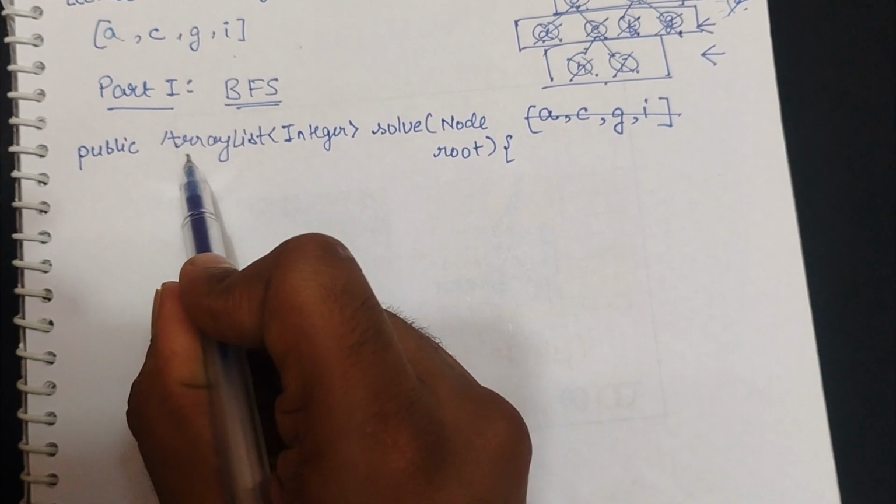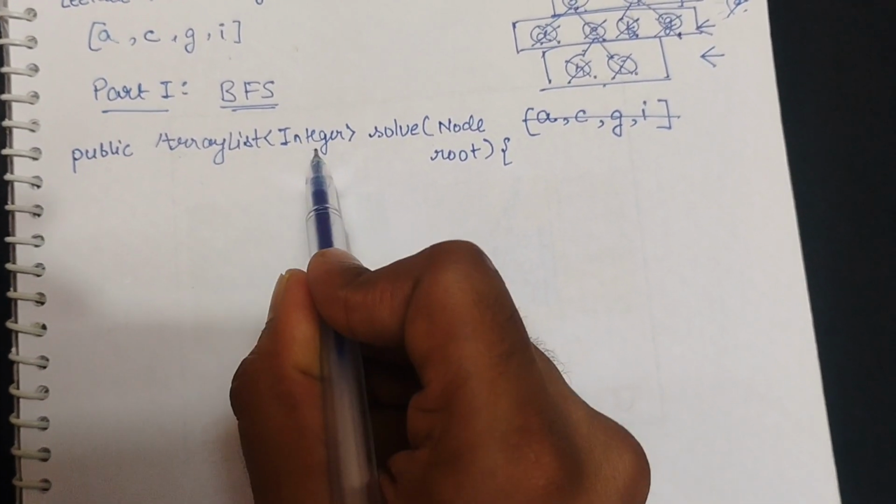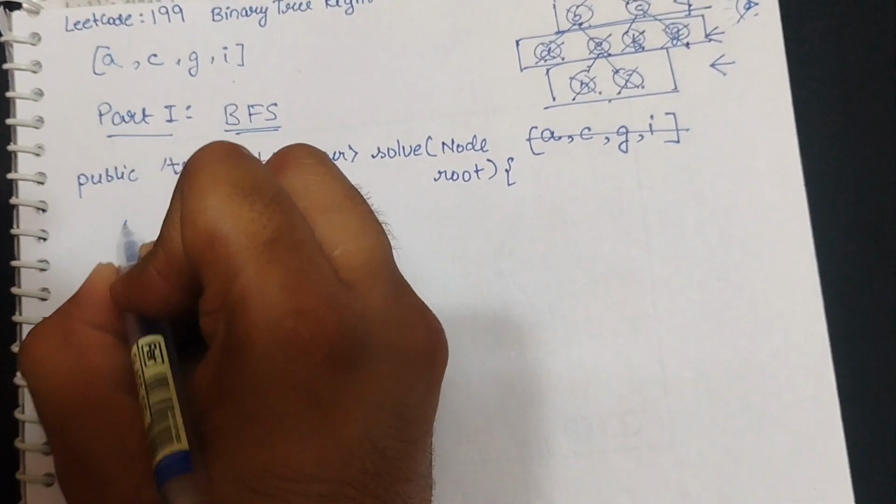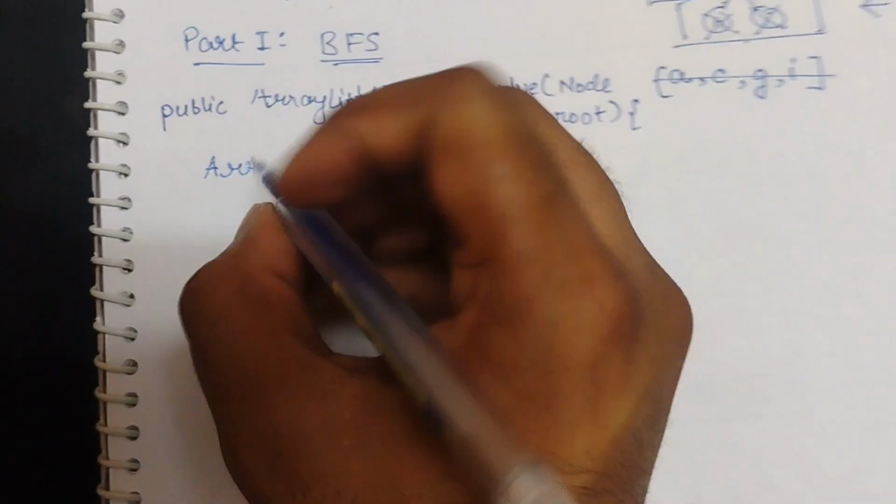First of all, we'll initialize an array list. We'll make an array list because that is what the question wants us to return. So we will make an array list.